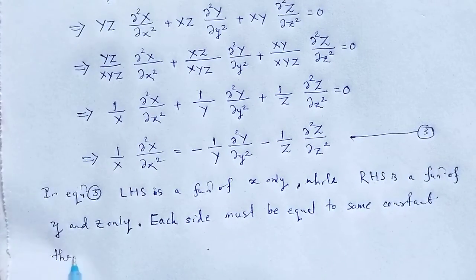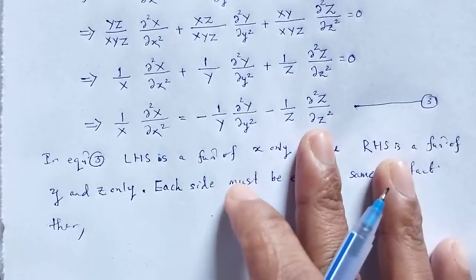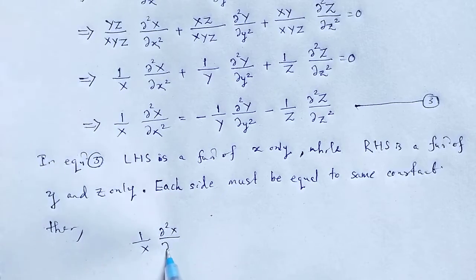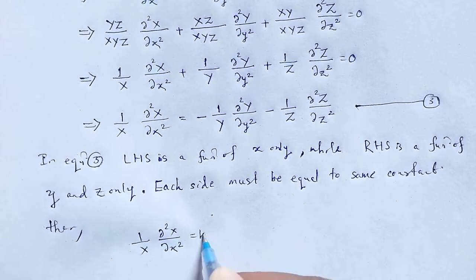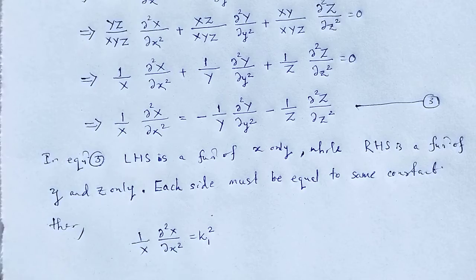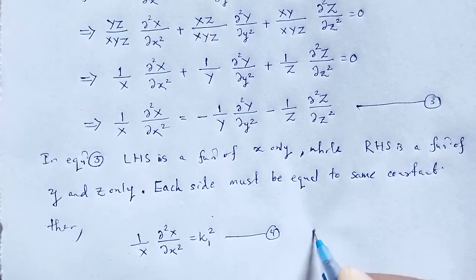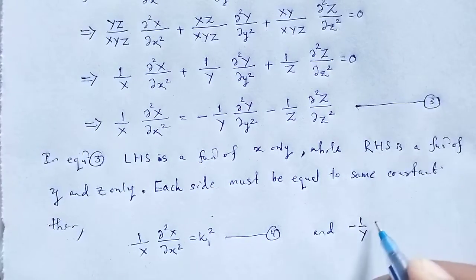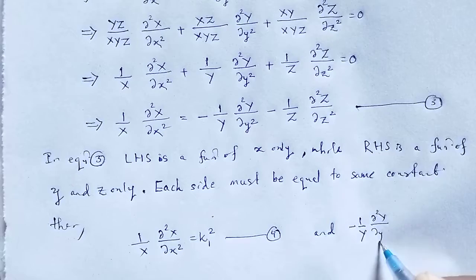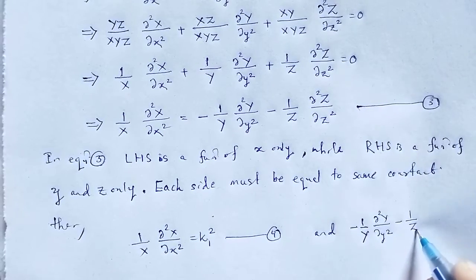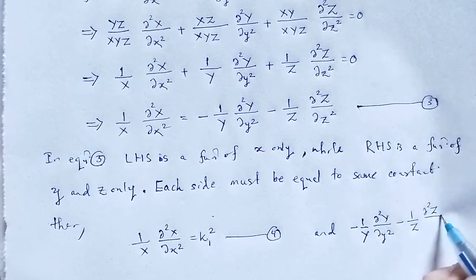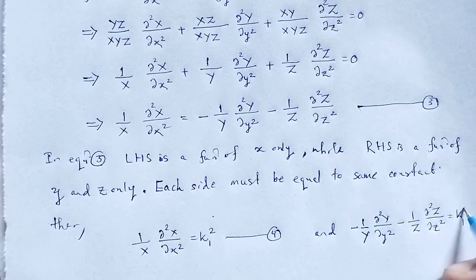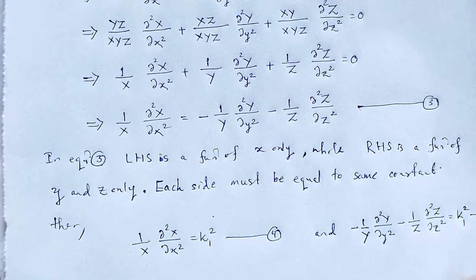Then we can say 1 by X del 2X by del x2 is equal to, let k1 square be a constant, equation number 4, and that side, that is minus 1 by Y del 2Y by del y2 minus 1 by Z del 2Z by del z2 is equal to k1 square. Let it be equation number 5.